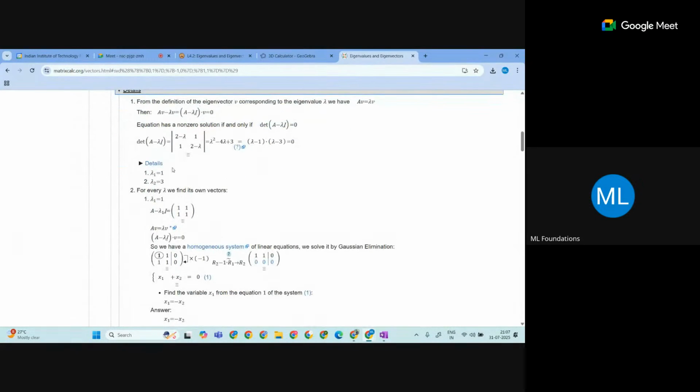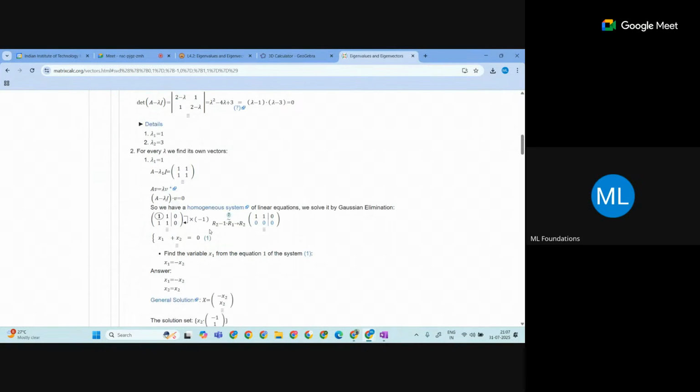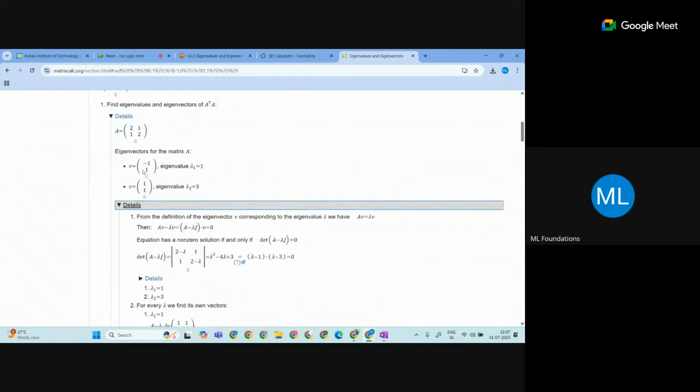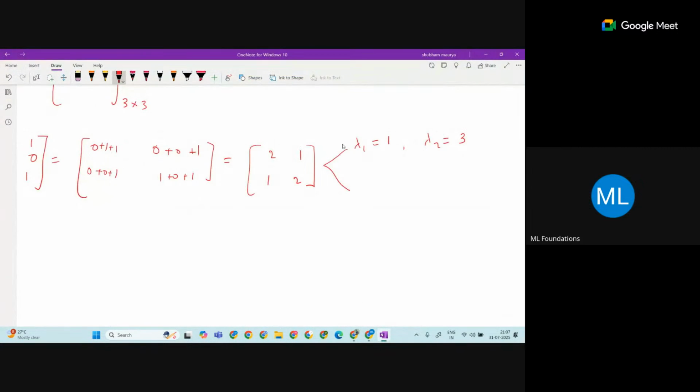Everything is written here: A minus lambda I n, and you can find the roots. It is mentioned. And the eigenvectors corresponding to 1 is minus 1 and 1, and for the other one, 1 and 1. So minus 1 and 1, and for this one 1 and 1.